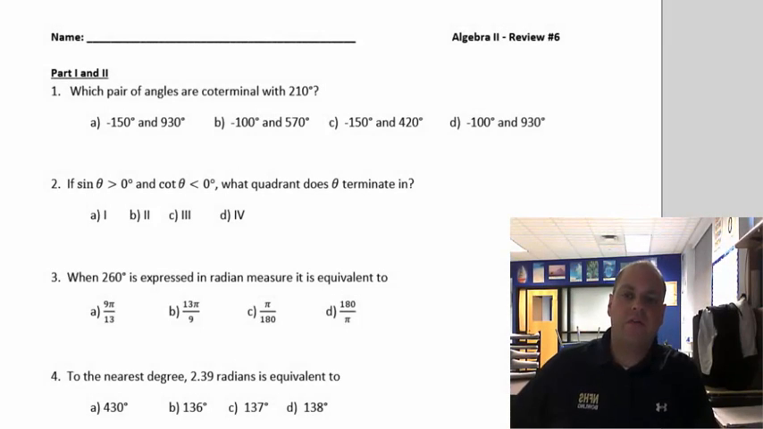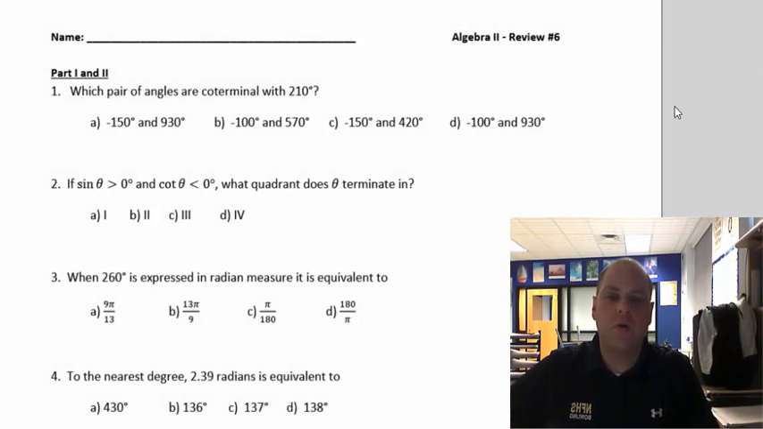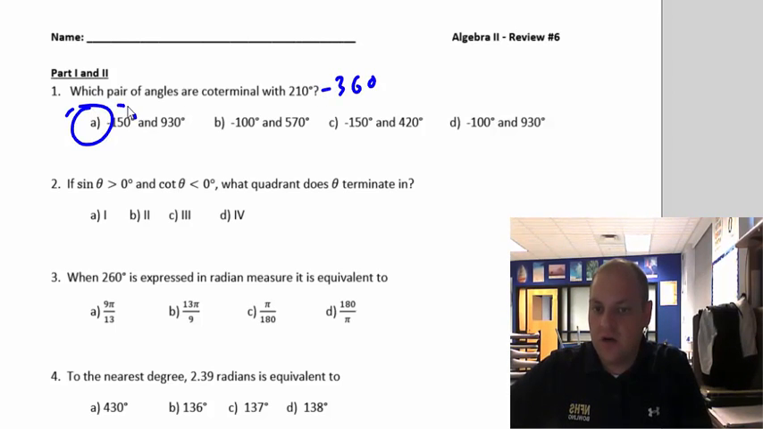All right, review 6 here. Which pair of angles are coterminal with 210? All right, so remember coterminal, you just add or subtract 360. So we're going to go ahead and we know it's going to be choice 1 here, because if you're going to take away 360, you will get negative 150.